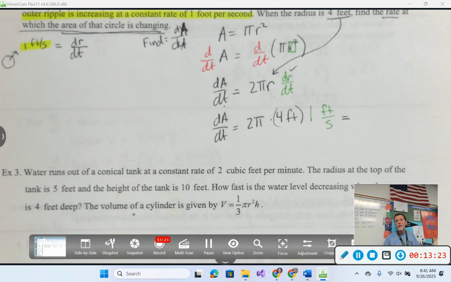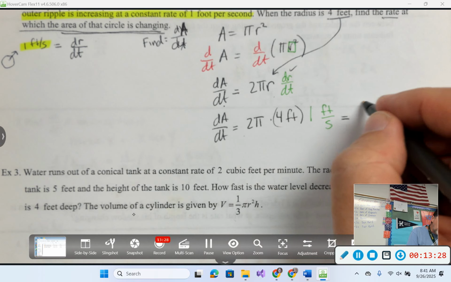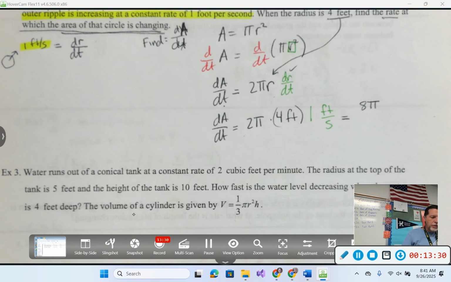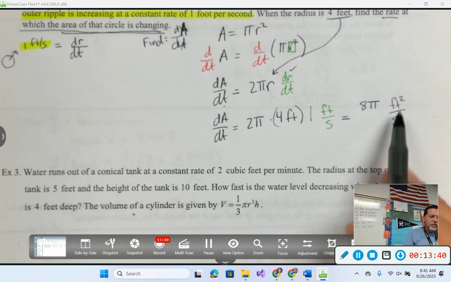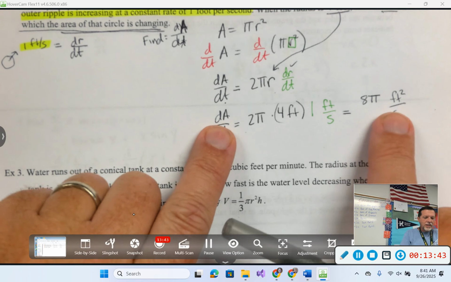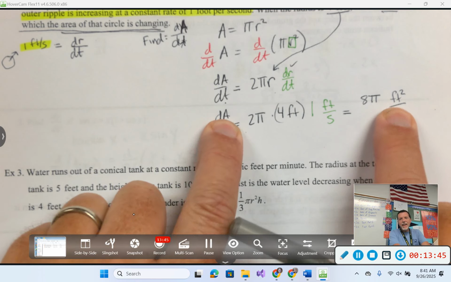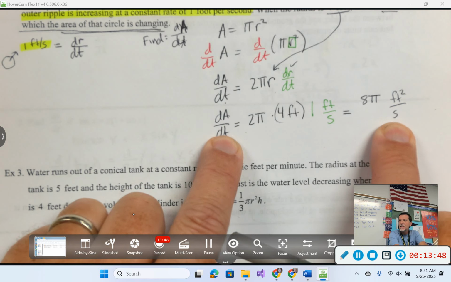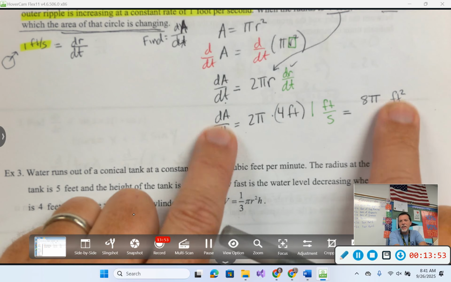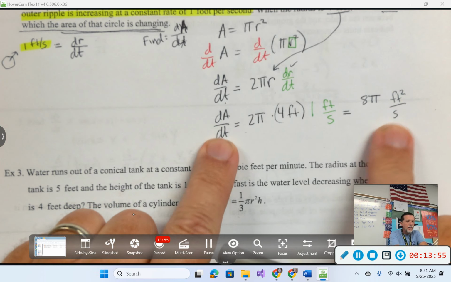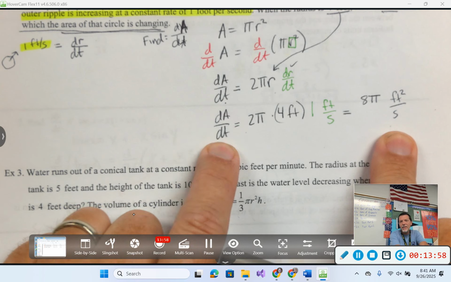This will also help confirm that your answer is right when you do the units. So 2 pi times 4, that'd be 8 pi. And what will my units be? Feet times feet per second. Feet squared per second. Does feet squared per second sound like a good unit for dA dt? Yeah, A is feet squared, time is in seconds. So I feel pretty good about this answer, at least unit-wise, because that's feet squared per second. That sounds like an area over time.